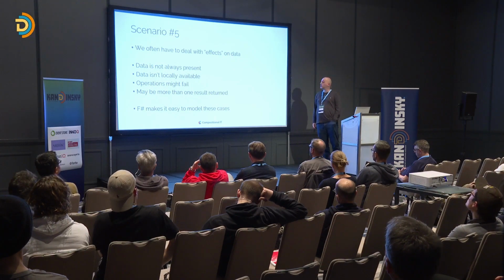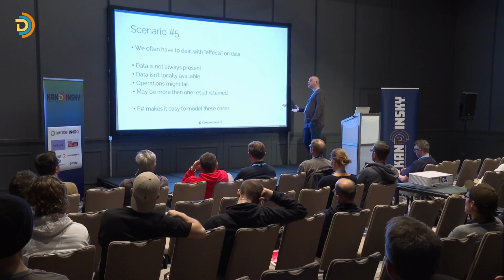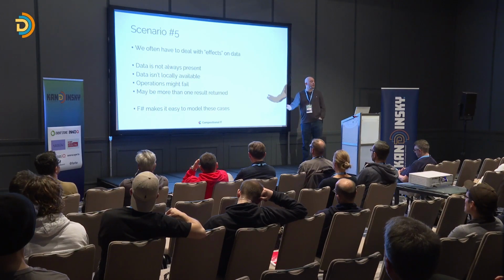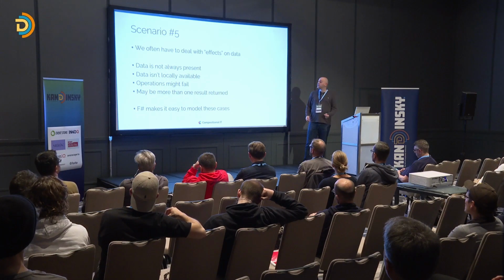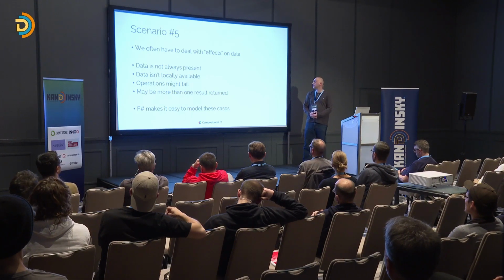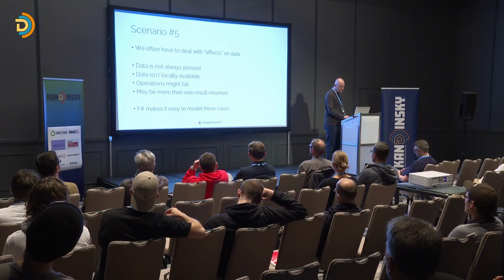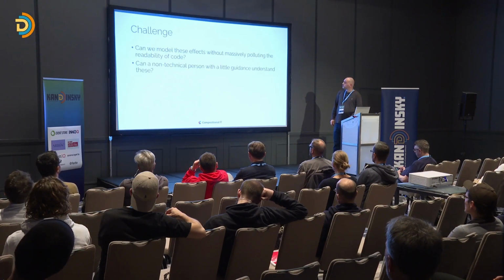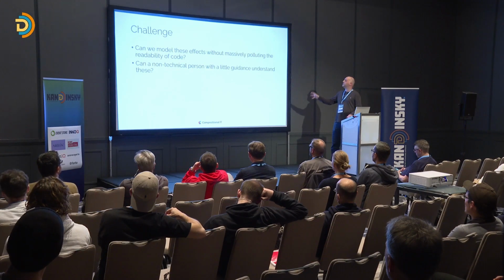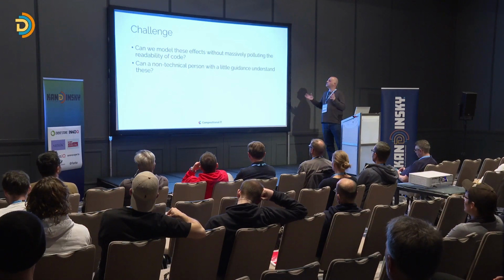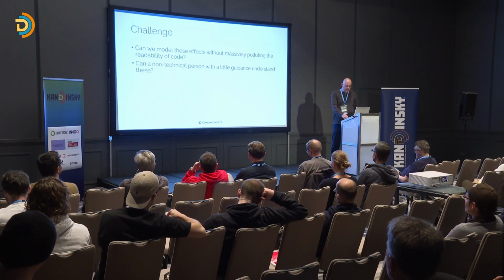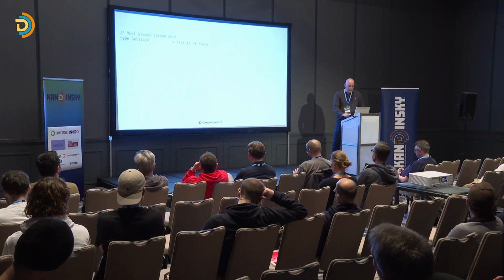Maybe we need to make a network call. This might not always work. Maybe you're calling another service and it's down, or maybe the user's entered bad data. And maybe you get more than one bit of data. How do we model these in F#? Can we do it in a way that doesn't change everything we're writing, in a fairly succinct way? I'll give you a few examples.